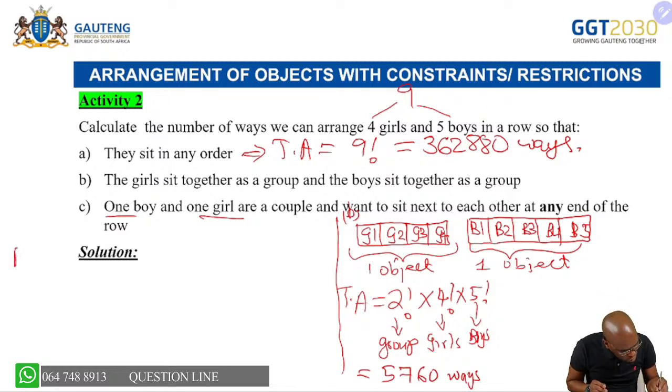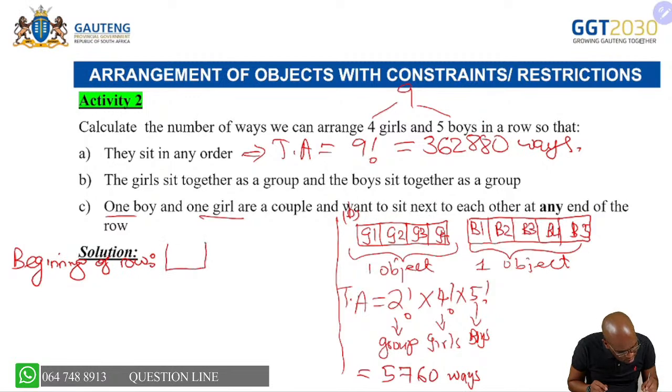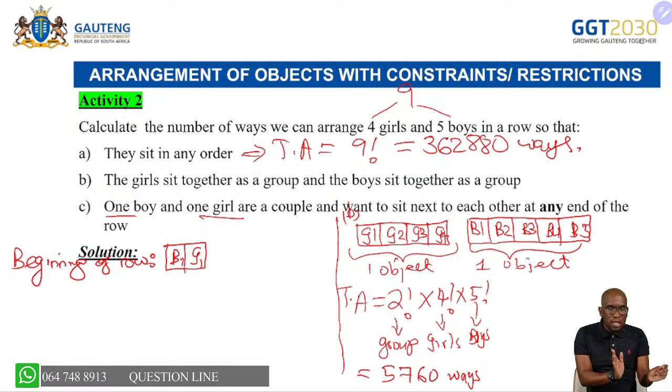So we can talk about the beginning of the row. If they sit at the beginning of the row, this would be the couple, boy and girl. Let's use one for argument's sake. Boy one and girl one are a couple. They want to sit at the beginning. So we need to fix their position because their position is specified. In this case, we said beginning of the row.